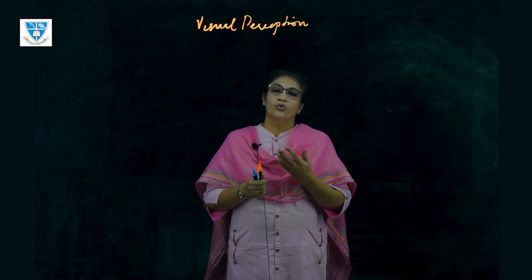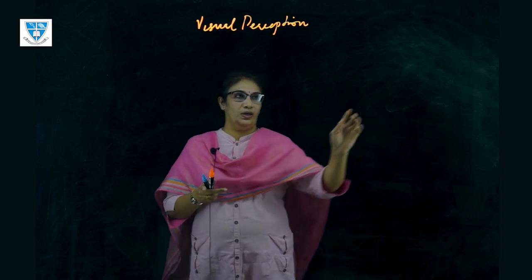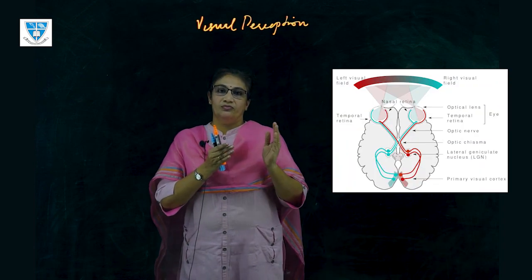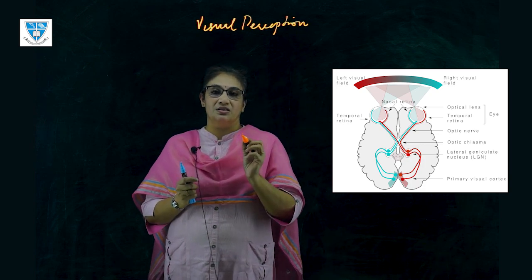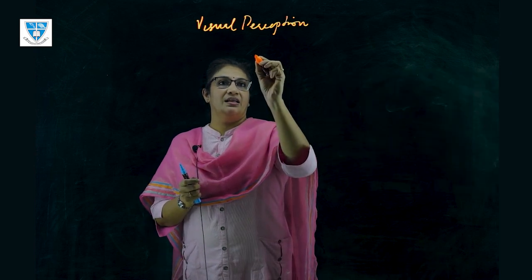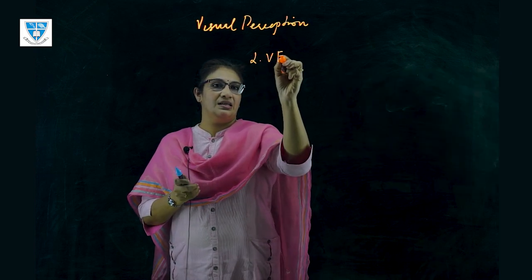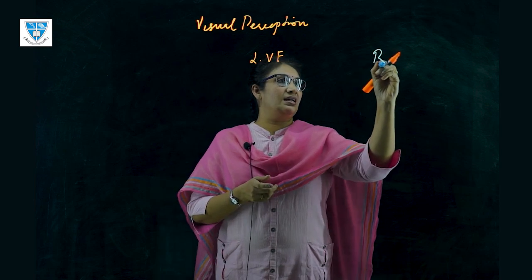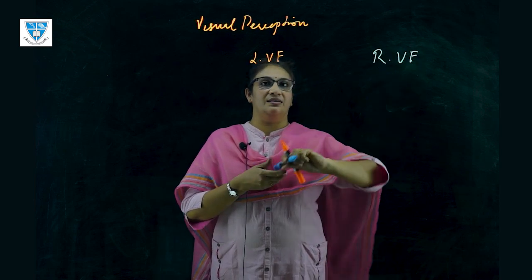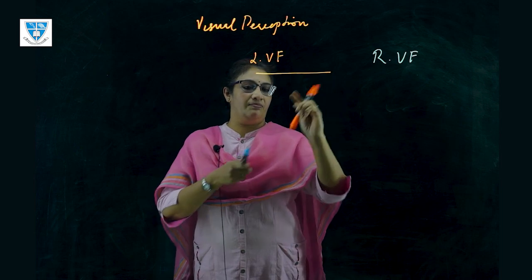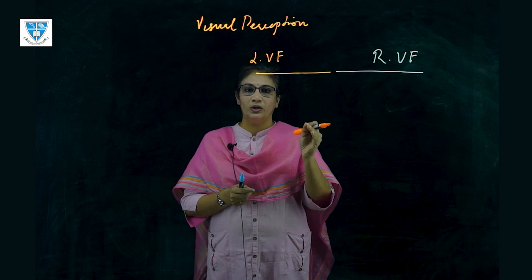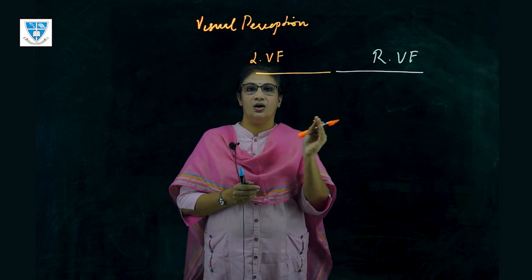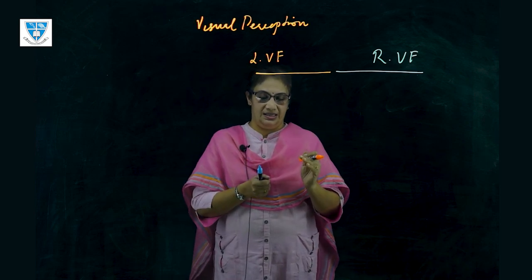So to understand more about visual perception, let us have a quick look at the visual pathway. Now, from the diagram you can see that our world is entirely divided into two visual fields. The left visual field and the right visual field. Even if you are viewing with just one eye, this is how you perceive the world, as left and right.